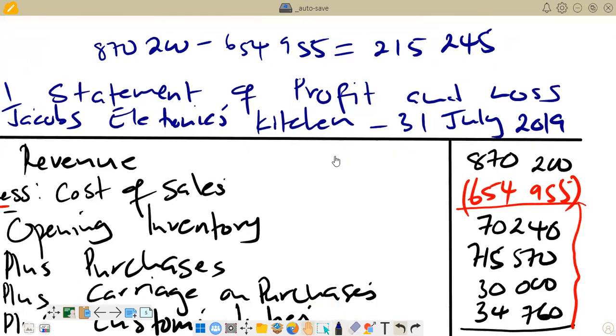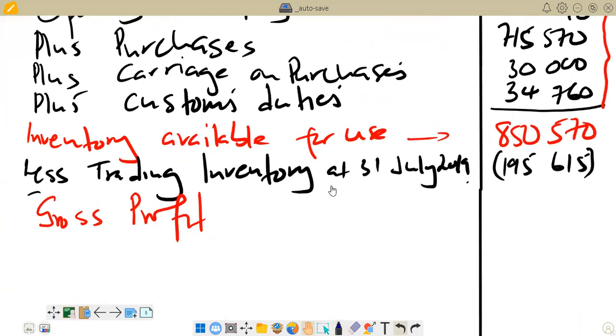So we go down to put the figure for our gross profit here: 215,245. And remember, this is a positive figure, so we leave it like this. Here, you might also get a gross loss. If it's a gross loss, you are supposed to leave your answer in brackets. But this one is positive, so we call it gross profit.